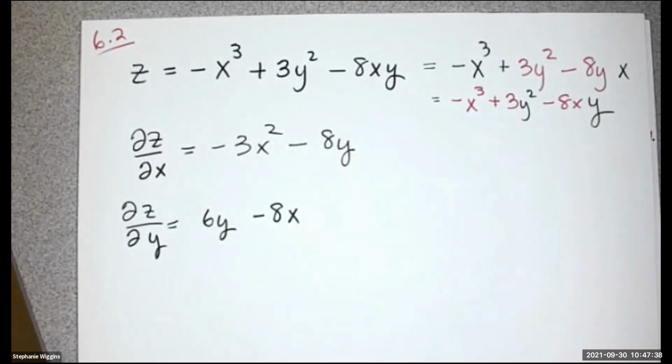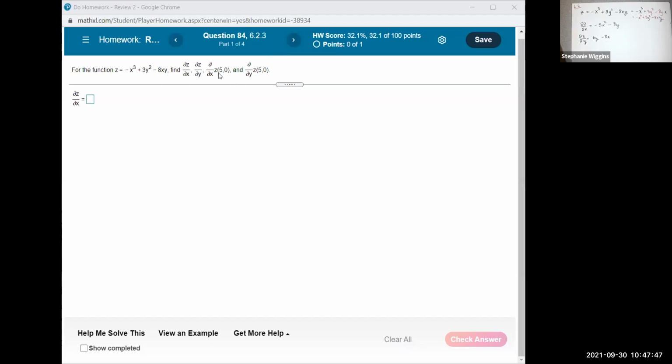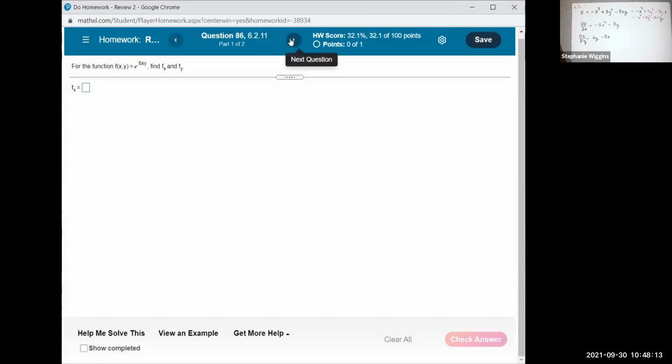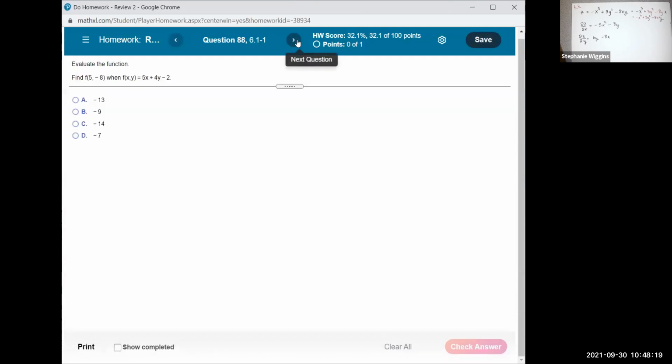I didn't get to all of the problems, but let me just double check if there's anything else. For these two parts, you just plug in x equals 5 and y equals 0, just like we did from section 6.1. Like I said, in class, if you check that recording, I went over very carefully how to do these partial derivatives. So you might check that out since I didn't really finish here. I did a lot of these types of problems in there.